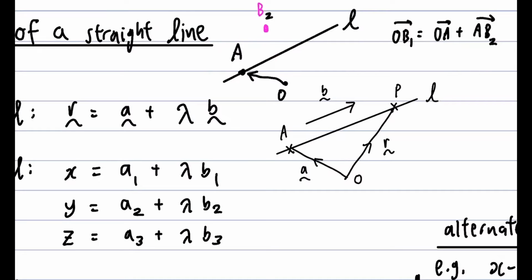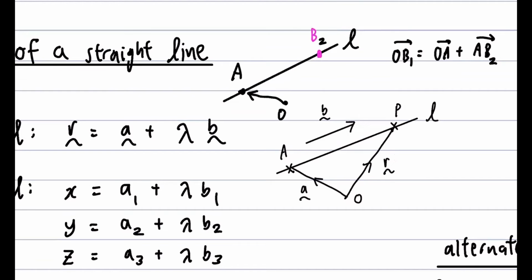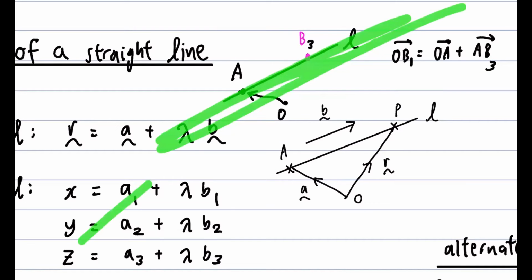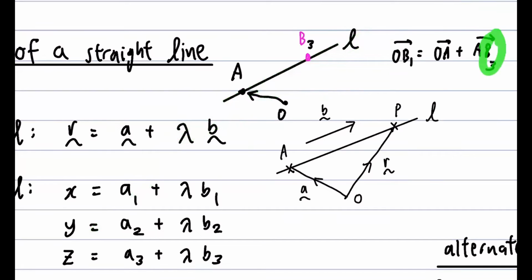How about here, B3? How about here, B4, B5, B6? Let's say, for example, over here, B3. Then what will happen to this point? B3, okay. But now we want all the possible points. So B1, B2, B3. Can we keep on listing down everything? Cannot. So what's a faster way?